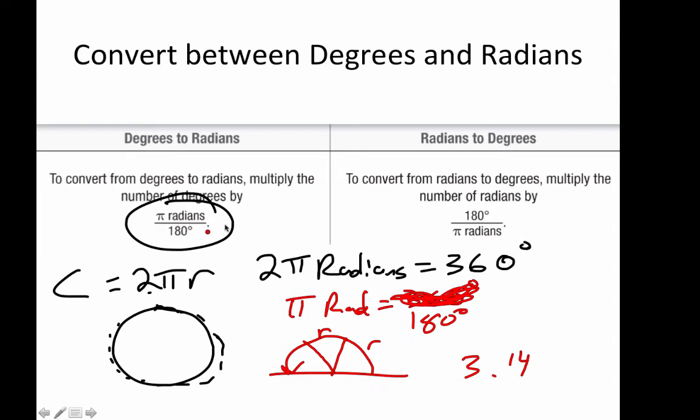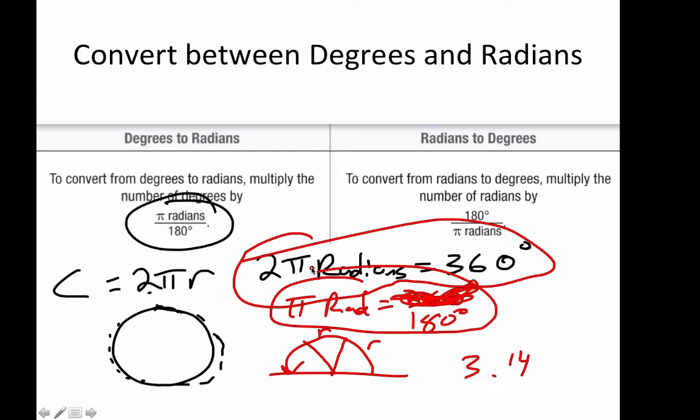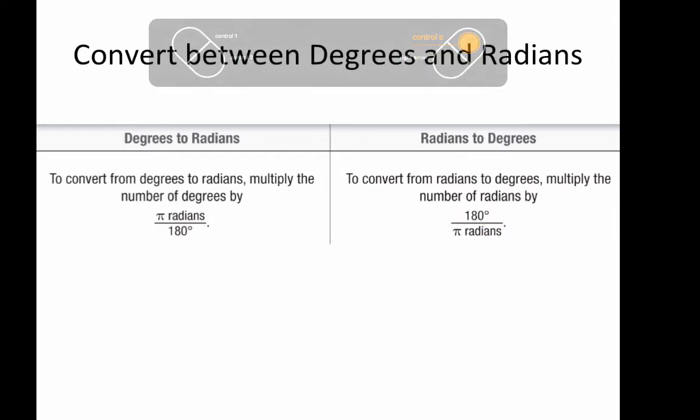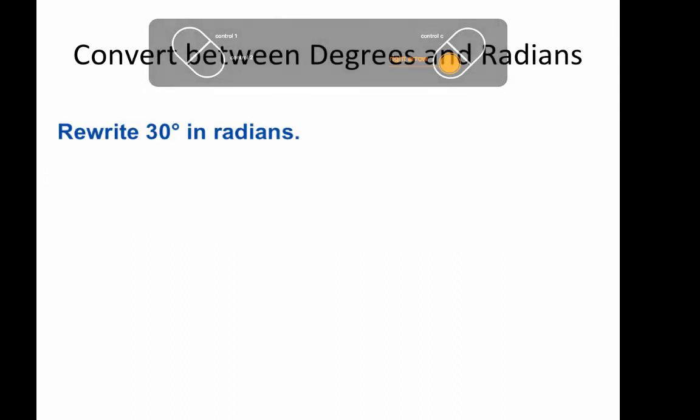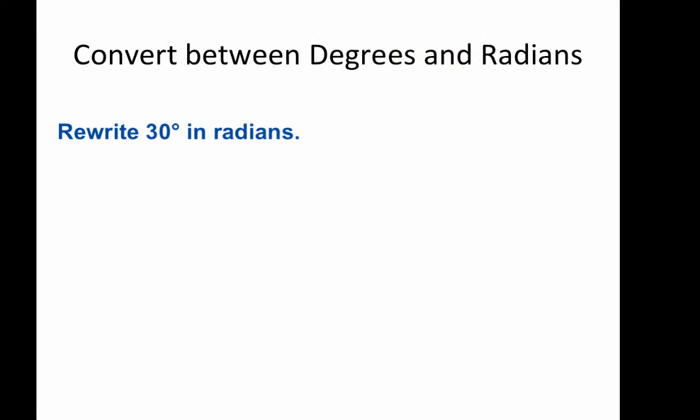The one you really need to remember is this one, and then you need to know this one, and then you'll end up memorizing a few of them on accident, and we'll show you how to convert. But this is what you're going to convert, and you're going to use dimensional analysis in order to do this. Rewrite 30 degrees in radians.